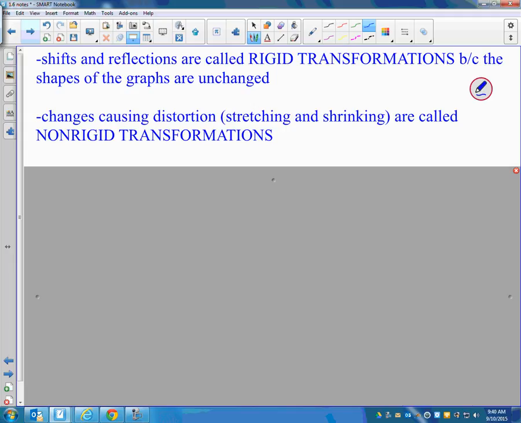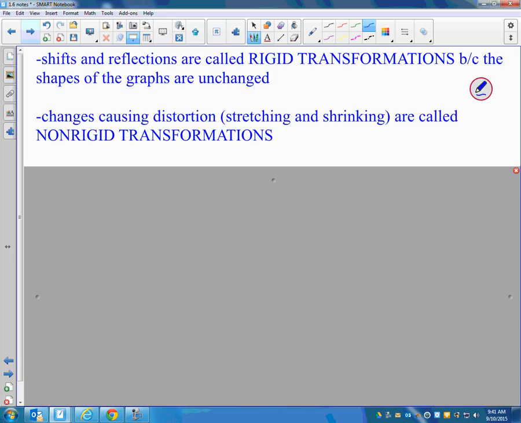Alright, it's up to you if you want to write all this down. I definitely want you to write the rules underneath this. But just so you know, everything we've talked about up until now, the shape hadn't changed, right? We've just moved it left, right, up, or down, or reflected it. It was the exact same shape. Those are called rigid transformations, because the shape stays the same. But when you do a dilation, that's what you call them in geometry class, or we call them stretches and shrinks, or stretch or compression, it actually changes the shape.